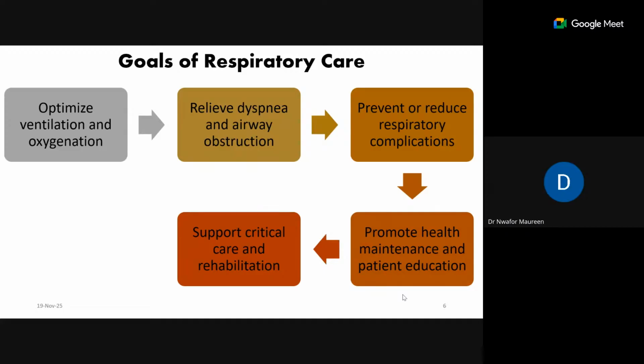In respiratory care, in any techniques you may use, whether oxygenation, mechanical ventilation, medication, one aim is to optimize ventilation and oxygenation of our patients, to relieve airway obstruction, prevent respiratory complications, promote health maintenance and patient education, then support critical care and rehabilitation. Rehabilitation is very, very important. You don't just discharge that patient just like that. There is follow-up and continued support and care.